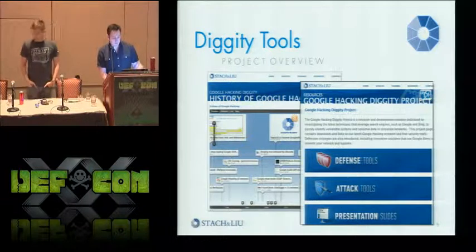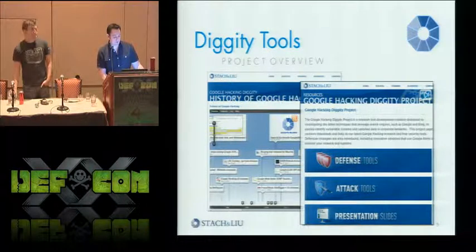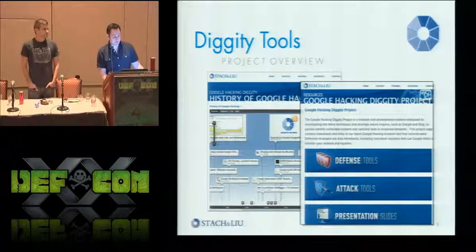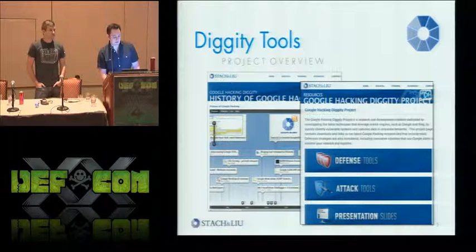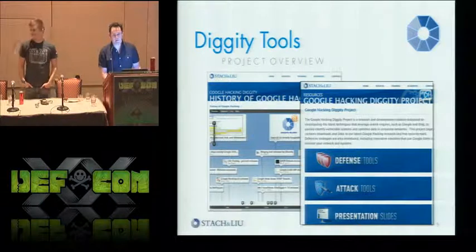Yeah. So those of you not familiar with our project, it's the Google Hacking Diggity project. It's a project where we release a number of free search engine hacking tools, kind of broken up by attack tools and defensive tools. Our defensive tools, which we're not going to spend too much time on today, primarily rely on Google Alerts and other alerting and RSS capabilities to feed us real-time updates from Google and Bing and Shodan and other search engines.